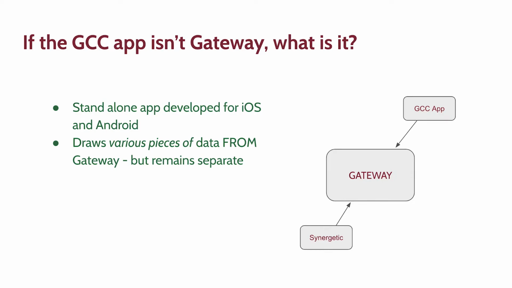So first of all, this is a bit of an overview. If the GCC app isn't Gateway, what is it? You can see that little diagram there. We've got the GCC app sitting off to the right and it pulls data from Gateway. So it purely talks to Gateway. And down the bottom, we've got Synergetic, and Gateway pulls the data from Synergetic. So Gateway is the central piece in the puzzle, but it is not the same thing as the GCC app. As I've written there, it's a standalone app developed for iOS and Android, which draws various pieces of data from Gateway, but it does remain separate.